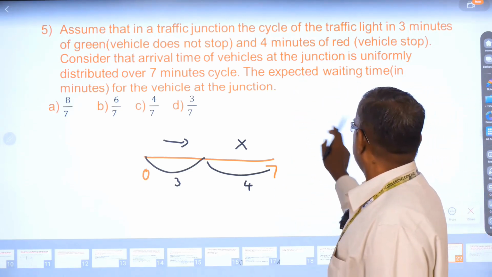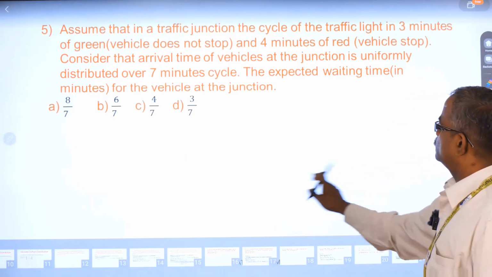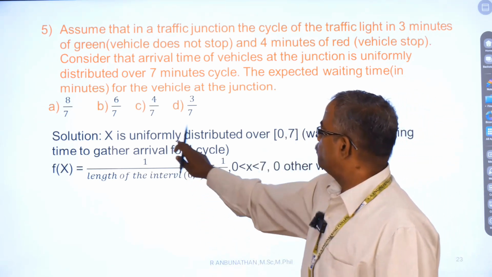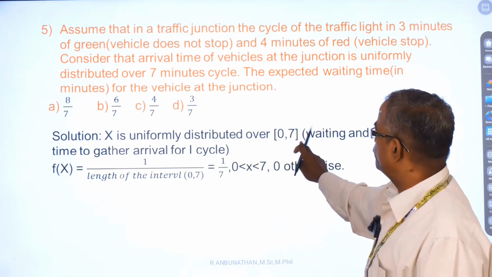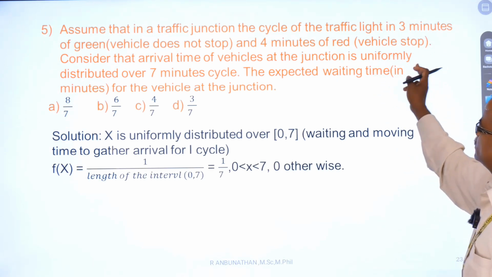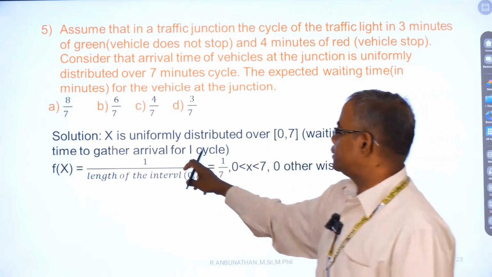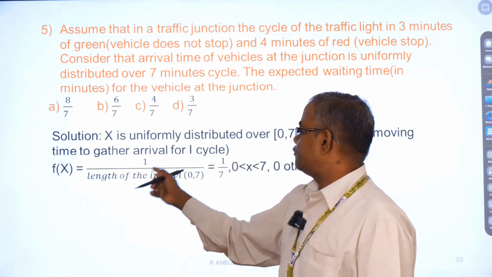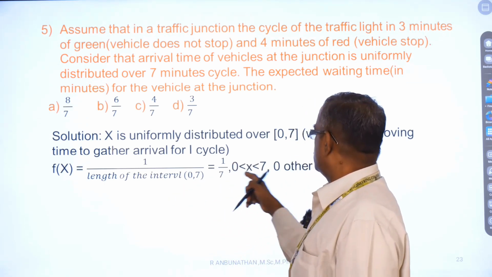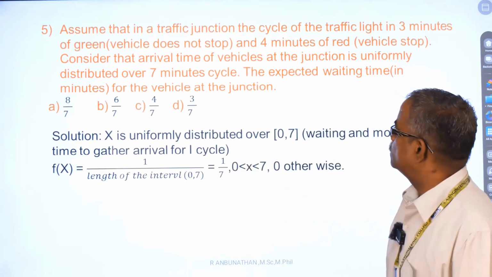So here we divide into 2 parts. X is uniformly distributed over 0 to 7. Why is it 0 to 7? Because 3 minutes of green light and 4 minutes of red light together make 7 minutes. This waiting and moving time together is the arrival for one cycle. So f(x) equals 1 by the length of the interval 0 to 7, which is 1 by 7. For 0 to 7 alone, this function is 1 by 7. Otherwise it's 0.